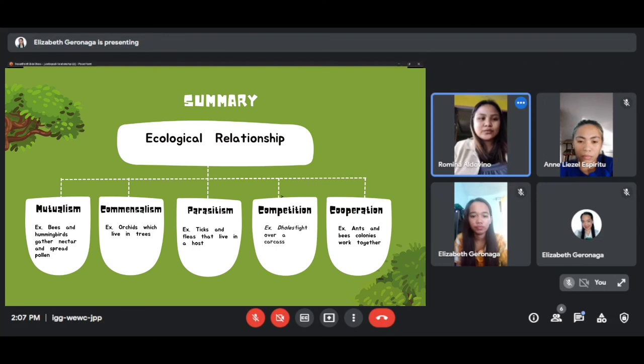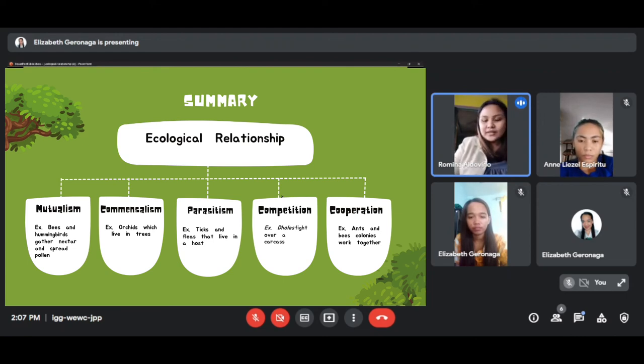Next is what we call parasitism. When we say parasitism, it is a form of symbiosis in which one species benefits at the expense of another species. It is similar to predation, but acts more slowly than predators. The difference between them is that parasites may not always kill the host.